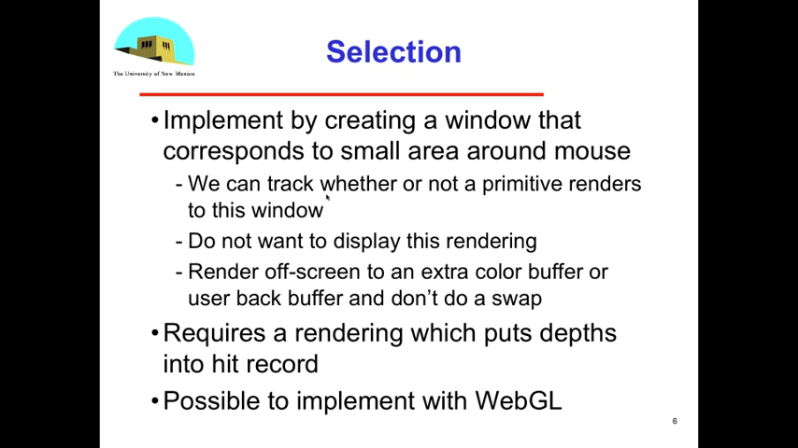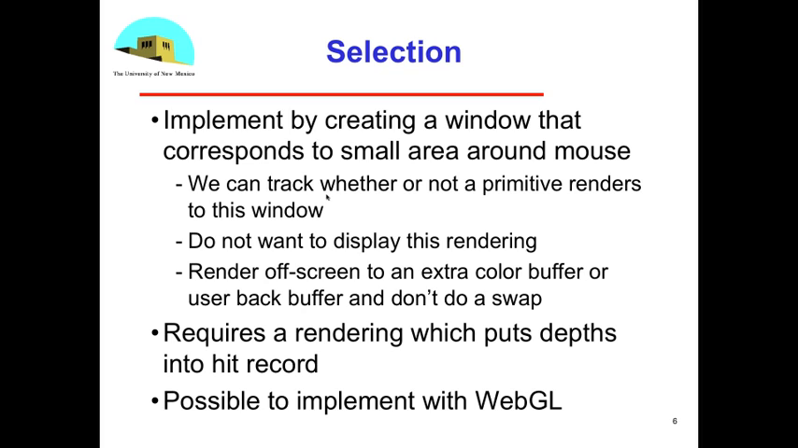Now, as I'm rendering, I can keep track of whether a given primitive renders into this window or not. That's something I can do within OpenGL or WebGL. And that's how I form the hit list, and then I could say, okay, which primitives are in that hit list? Well, if I'm changing the window, and it's not the window that I really want displayed, then I don't want to display this rendering. Now, the way that was usually implemented is you used an off-screen buffer.